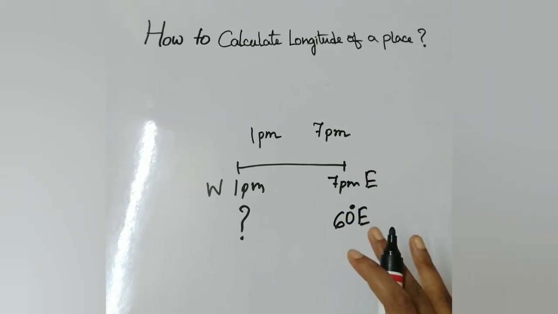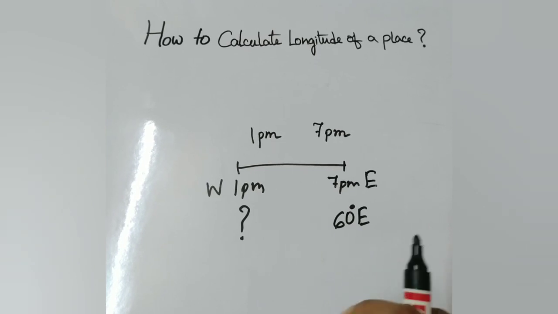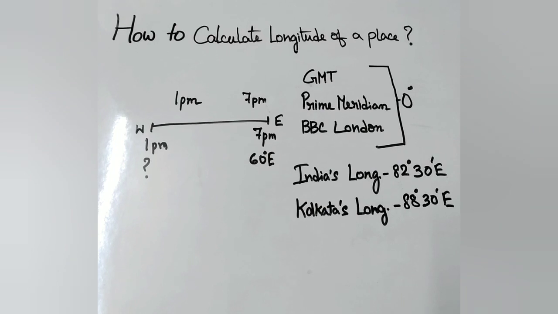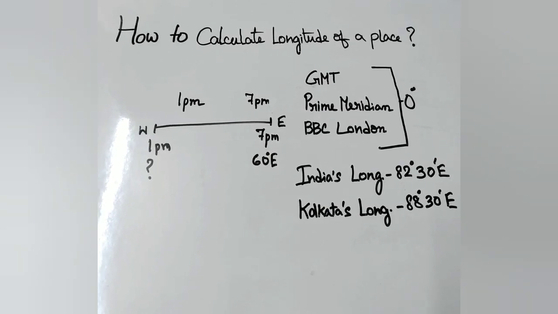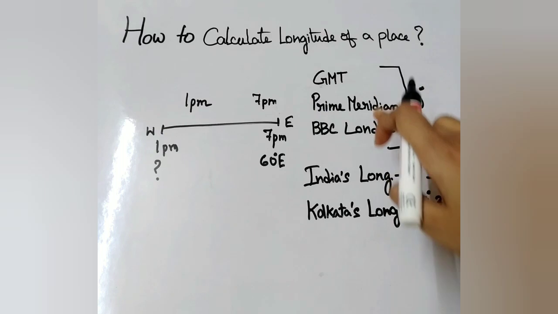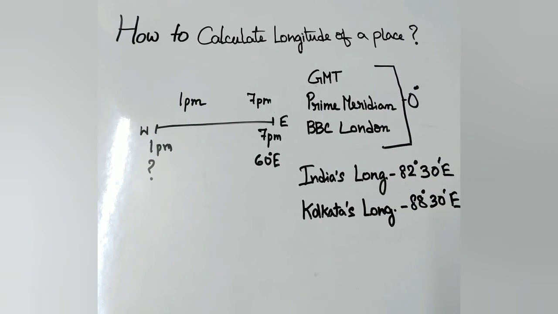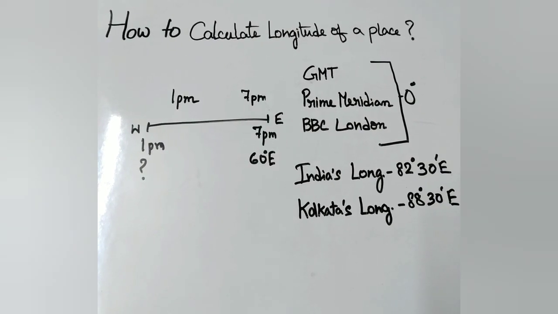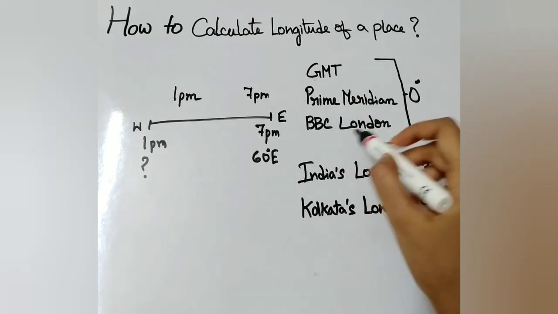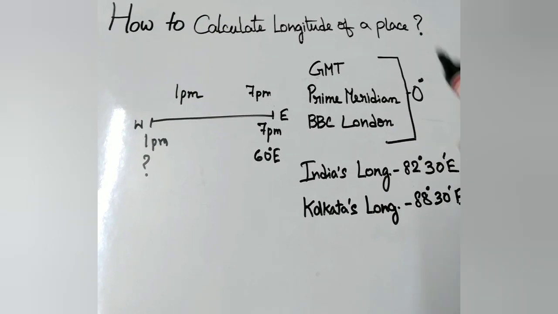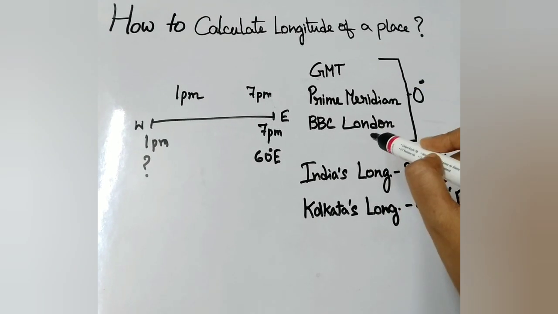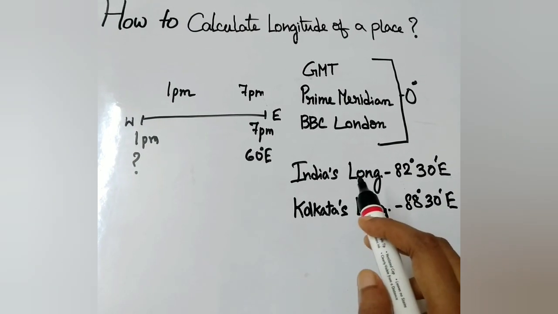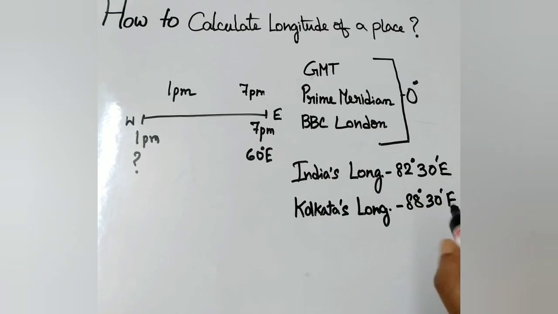Sometimes, in very rare cases, the longitude isn't given in the question, because the examiner already knows that you know this place's longitude. In that case the place's name will be given in the question. Sometimes it will give GMT or prime meridian or BBC London. That means it is at 0 degree. You know that already.